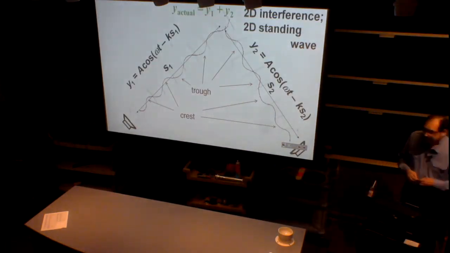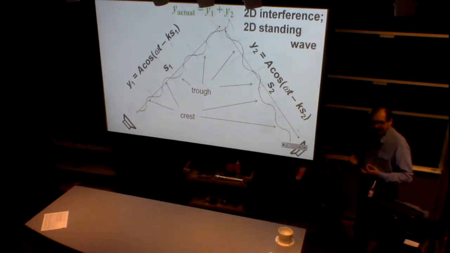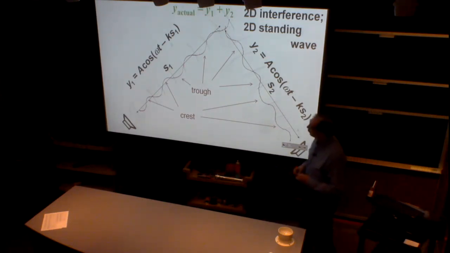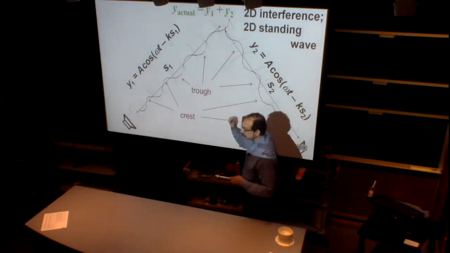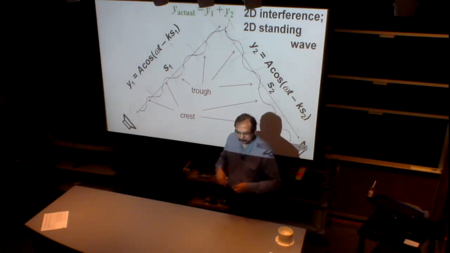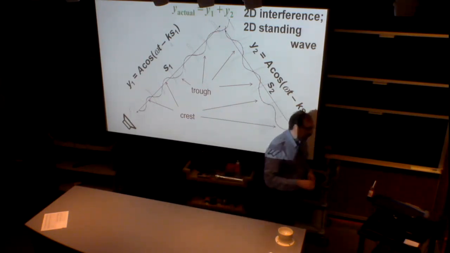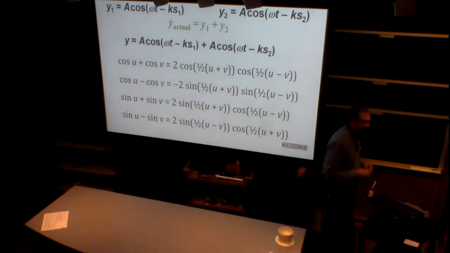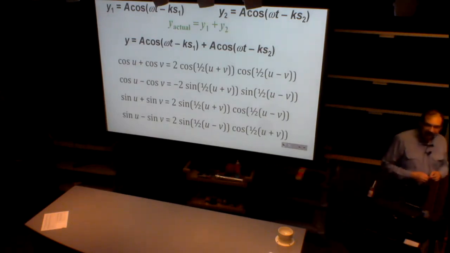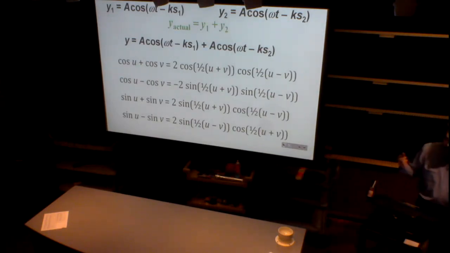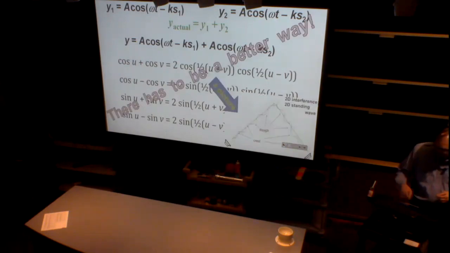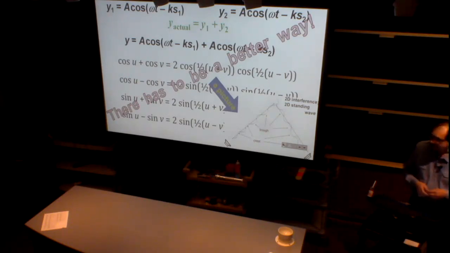Of course, there's a straightforward mathematical approach. For example, we can write a wave equation for first wave, for the second wave. They meet somewhere, interfere, and we can do trigonometry to add cosines or sines. But of course, there has to be a better way. And of course, it begins from a picture.